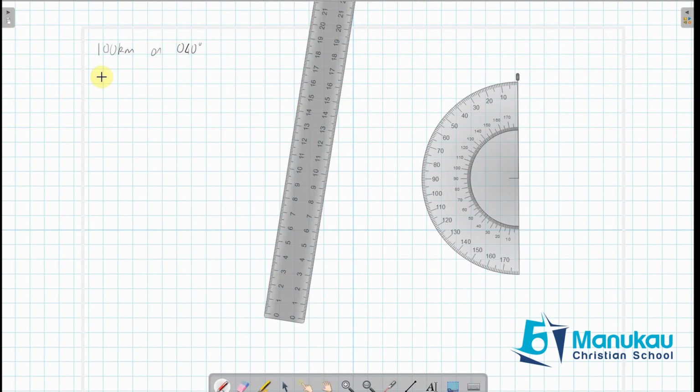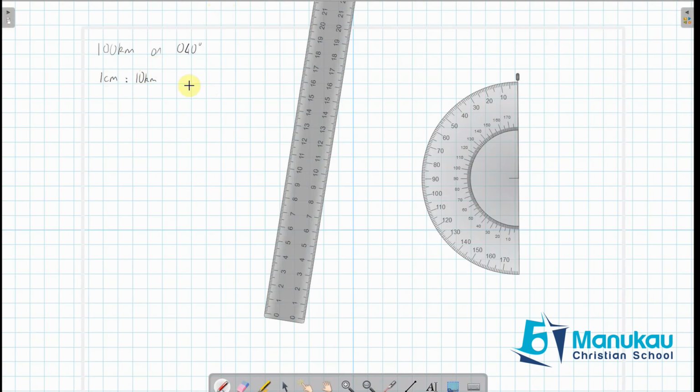Now, I'm going to use a scale of 1 centimetre on my page is equal to 10 kilometres. Because if I made my scale 1 centimeter is 1 kilometer, I would need to have a 100 centimeter page. Now, you don't have a page that is that big. That's a meter, remember? So you've got to think of a scale that's going to work.